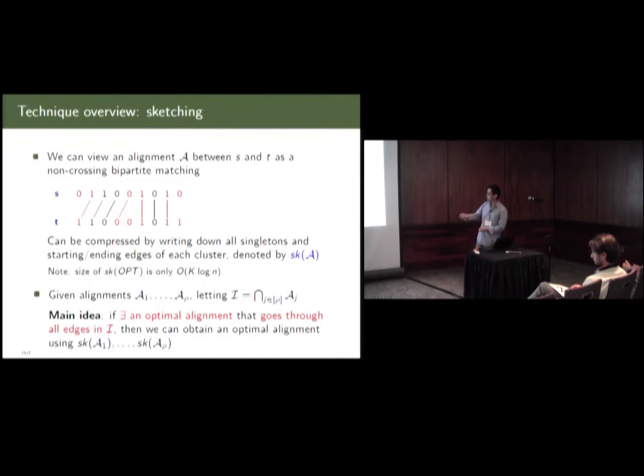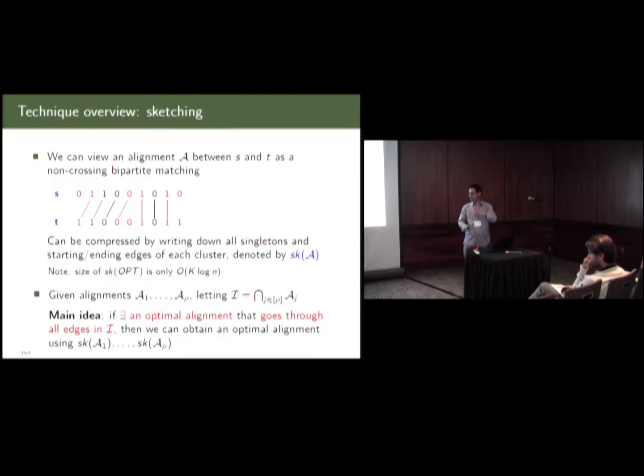So if there exists an optimal alignment that goes through all the edges in I, then we can reconstruct the optimal alignment using the sketch of those alignments. Here, this I actually can be empty. We don't care because at the end we will reconstruct from those sketches, not from I. If I is empty, it's actually a simple case. Of course, we need to give a proof, but because of time, we'll skip the proof. But this is the main idea. It's like a lemma.